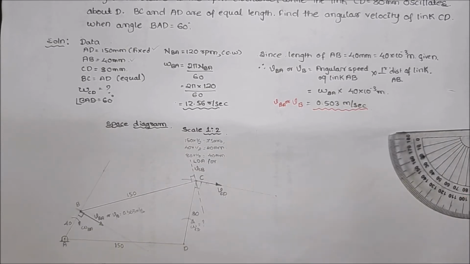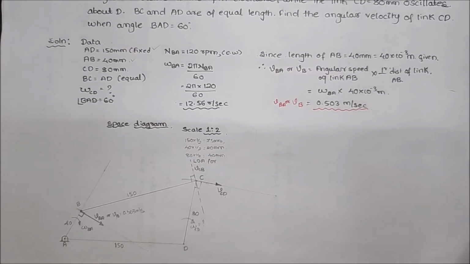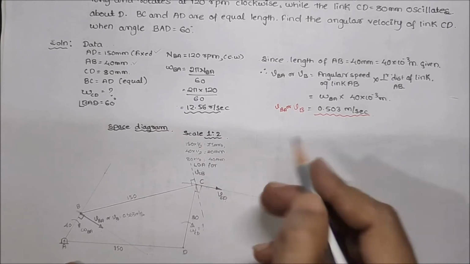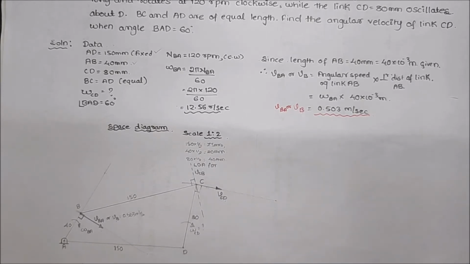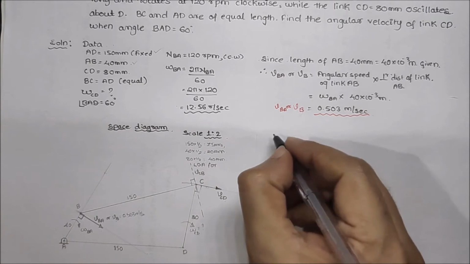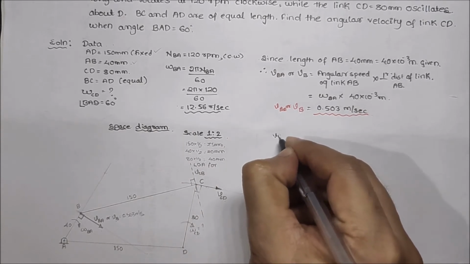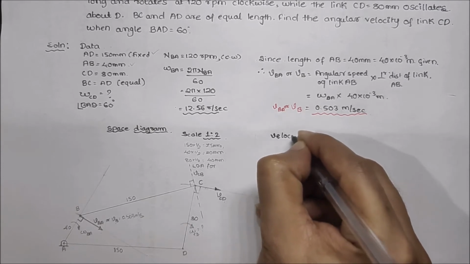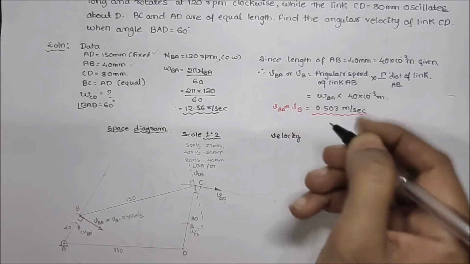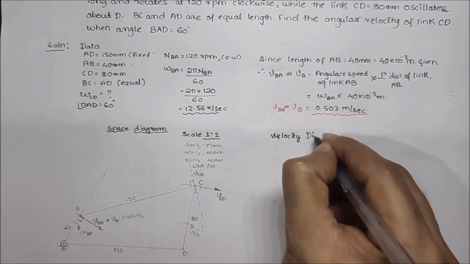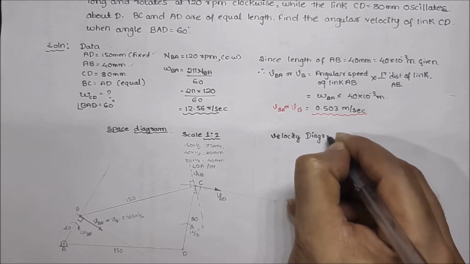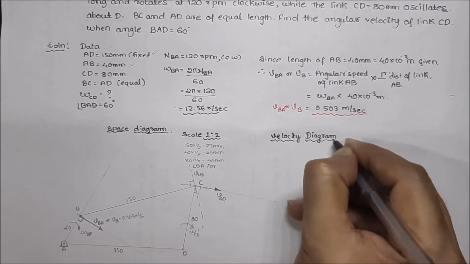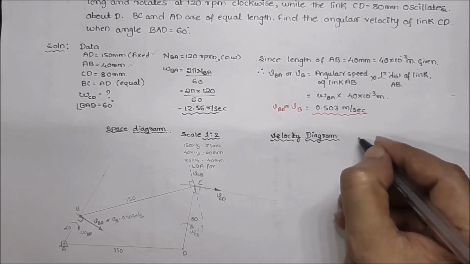For that we have to go for the velocity diagram. So where should we draw the velocity diagram? We will draw the velocity diagram next to this one. So we'll write velocity diagram. For drawing a velocity diagram, again we require a scale. So let's write a scale.